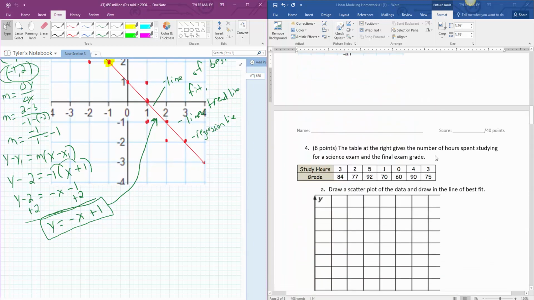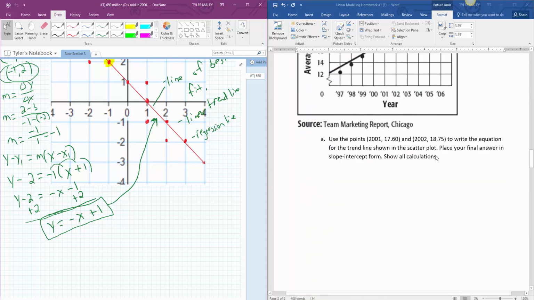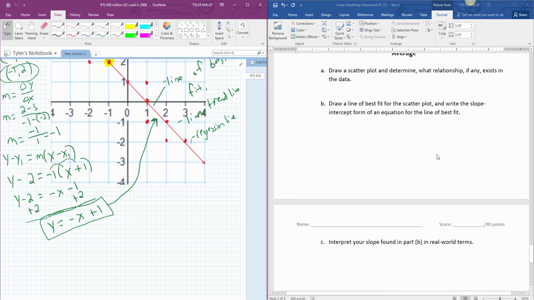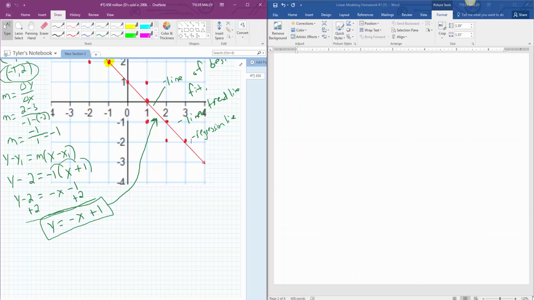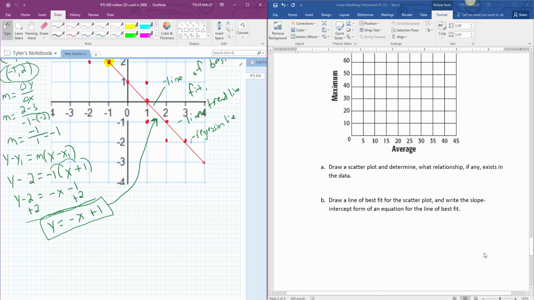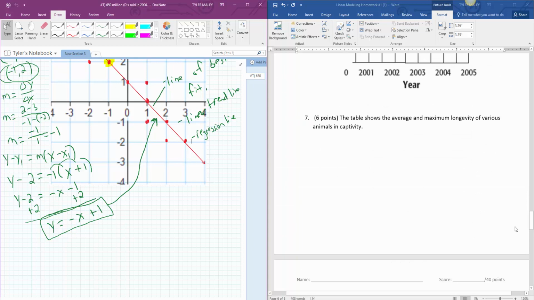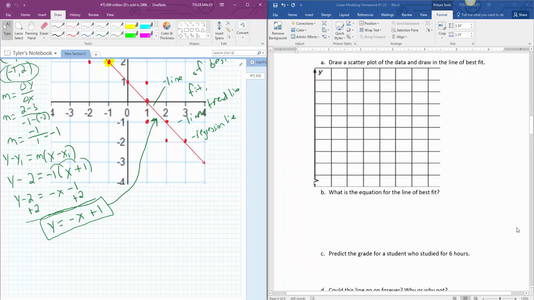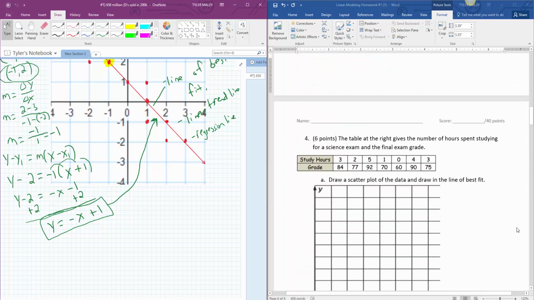All right. So how many do we have left here? 4, 5, 6, 7. All right. So we're about halfway done, maybe. So we did number 3.